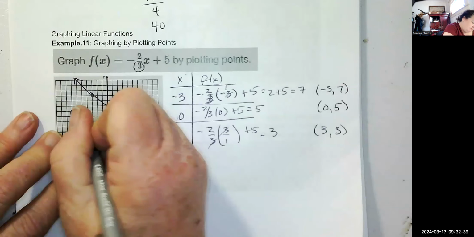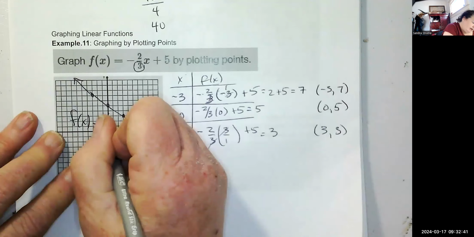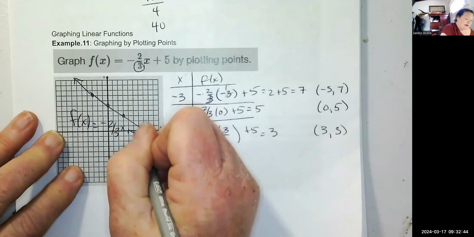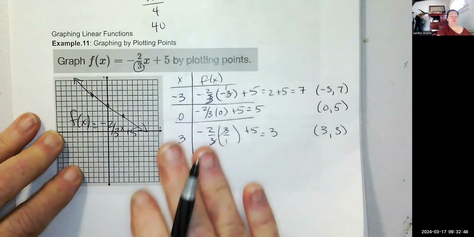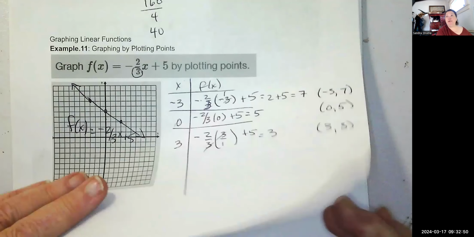And then name it: negative 2/3 x plus 5. And that is how you plot with fractions if you're plotting with points. Please learn to do this.